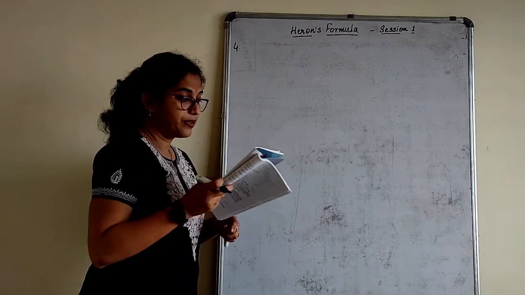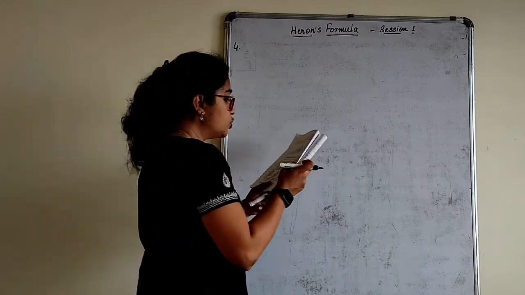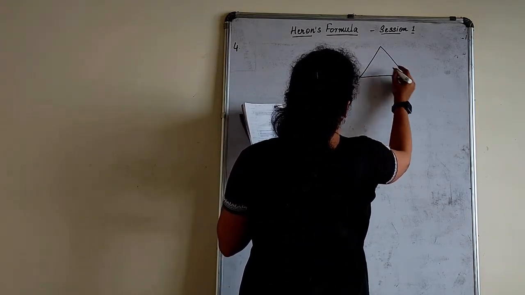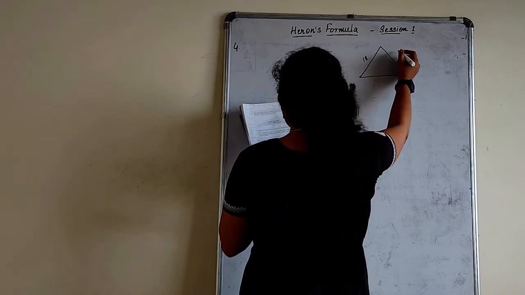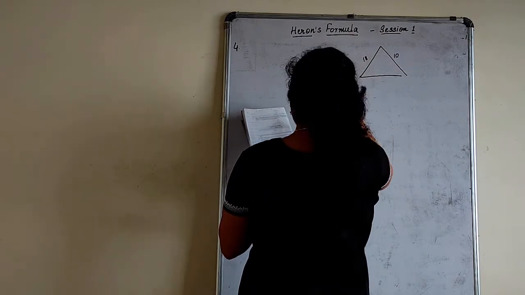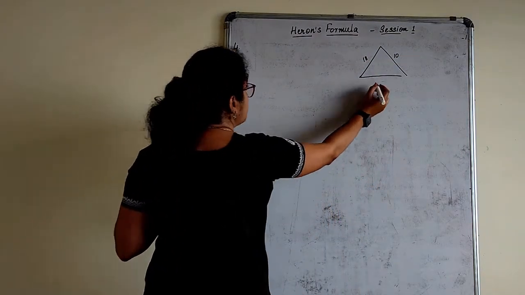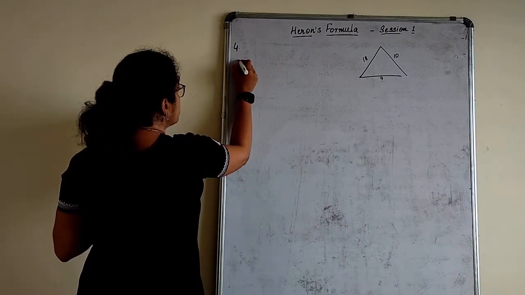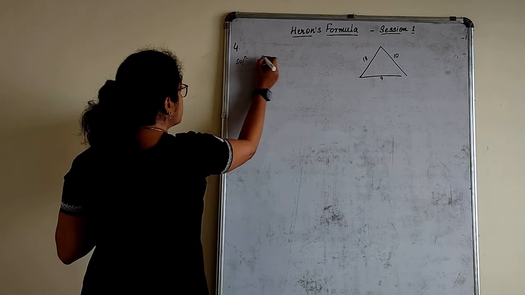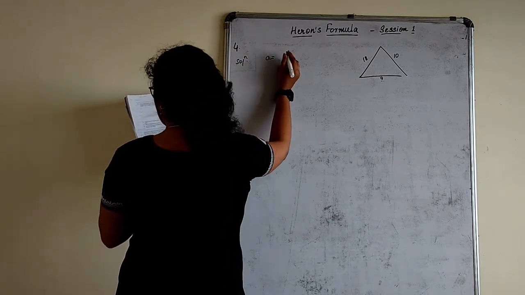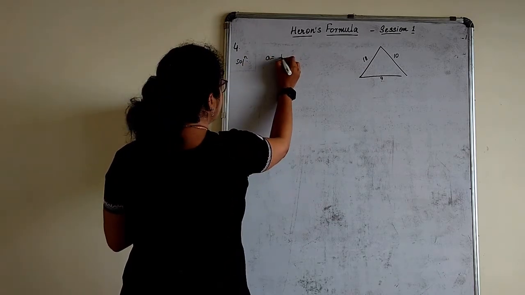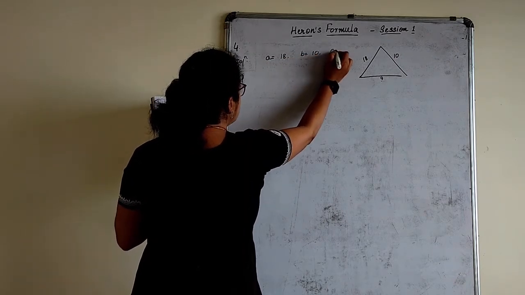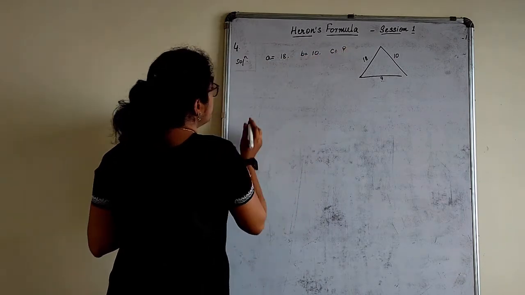The next one: find the area of the triangle, two sides of which are 18 and 10 centimeter, and the perimeter is 42. We need to find the third side. So, solution. I'll consider A is equal to 18, B is equal to 10, C is equal to question mark.